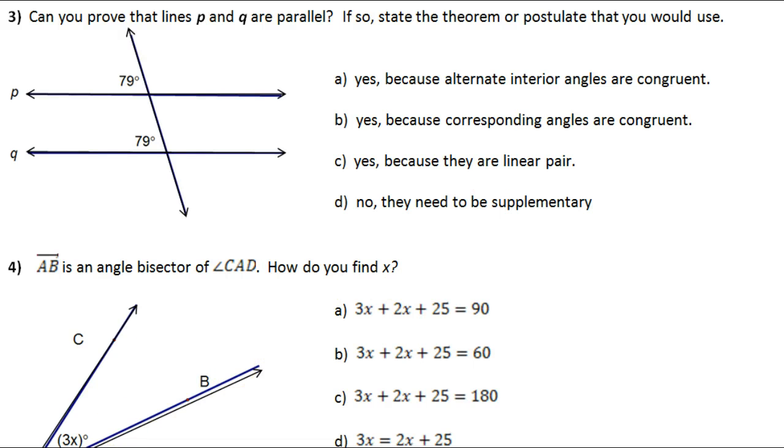Number 3. Can you prove that lines P and Q are parallel? If so, state the theorem or postulate that you would use. We see that these angles are congruent, so what kind of angles are these? These are corresponding angles. If corresponding angles are congruent, then the lines are parallel. Alternate interior, no. Yes, because corresponding angles are congruent. So that's the answer.